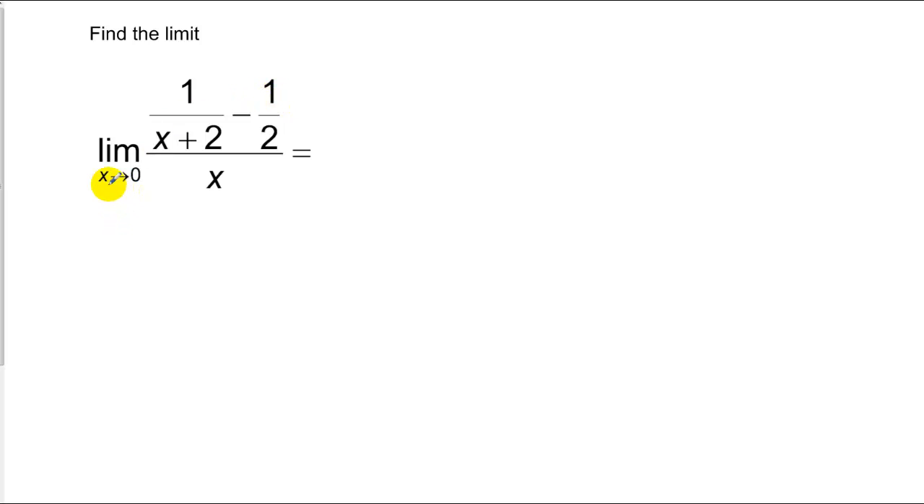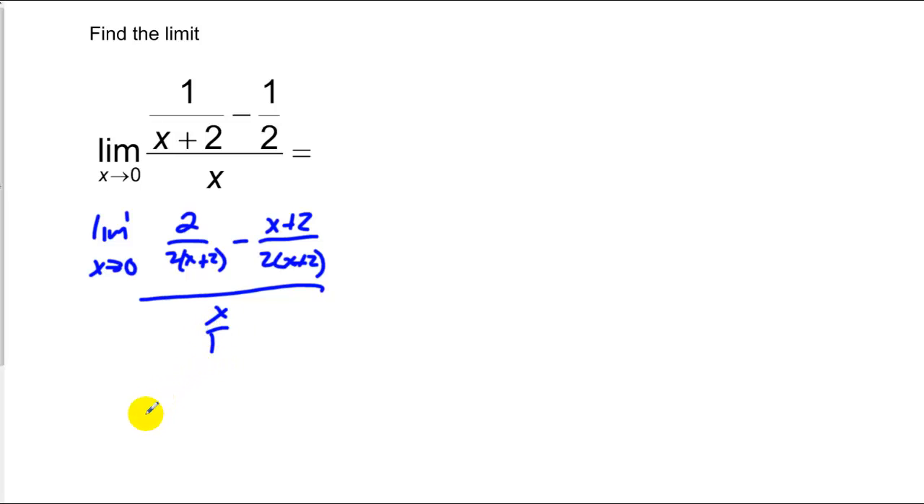This function also is undefined when x is equal to 0. So I'm going to need to simplify it, and it's a complex fraction. In order to do that, I'll add the numerator, add the denominator, and take the reciprocal. So I have the limit as x goes to 0 of 2 over 2 times x plus 2 minus x plus 2 over 2 times x plus 2, and that's all over x over 1.